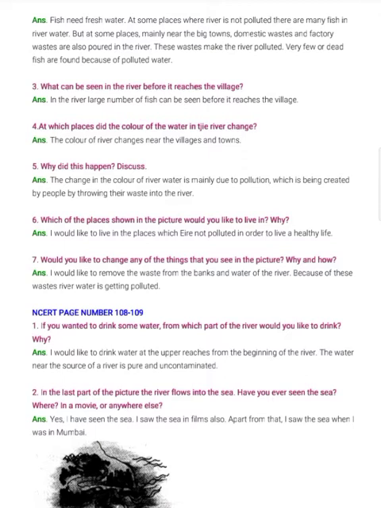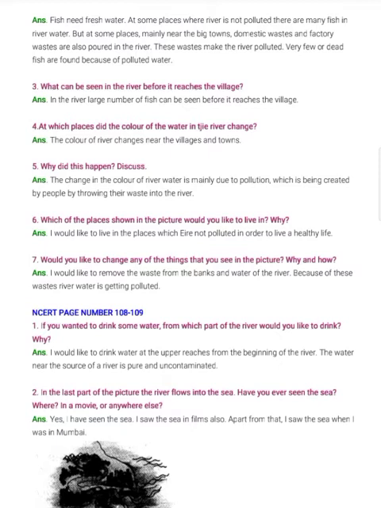What can be seen in the river before it reaches the village? In the river, a large number of fish can be seen before it reaches the village. At what place did the color of the water in Tej River change? The color of the river changes near the villages and towns. Why did this happen? Discuss. The change in the color of river water is mainly due to pollution, which is being created by people throwing their waste in the river.